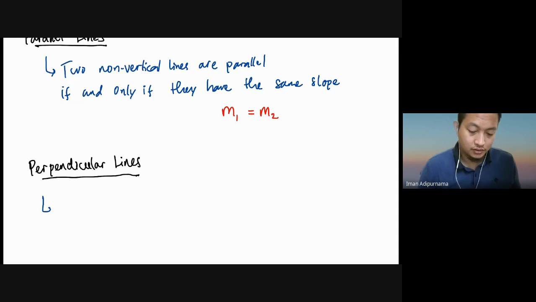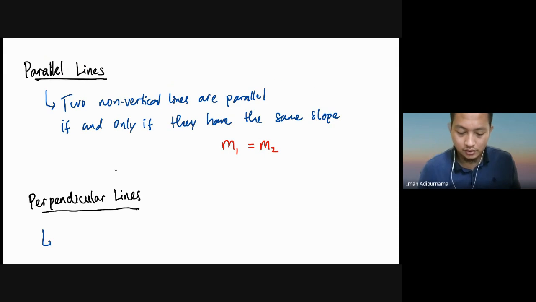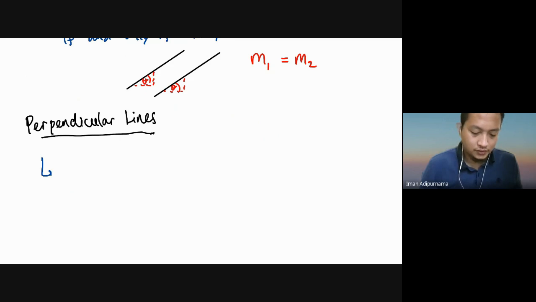If I draw the line, maybe it's like this, same slope. You can see that it's the same tangent, right? The same tangent. Now you have the perpendicular lines.